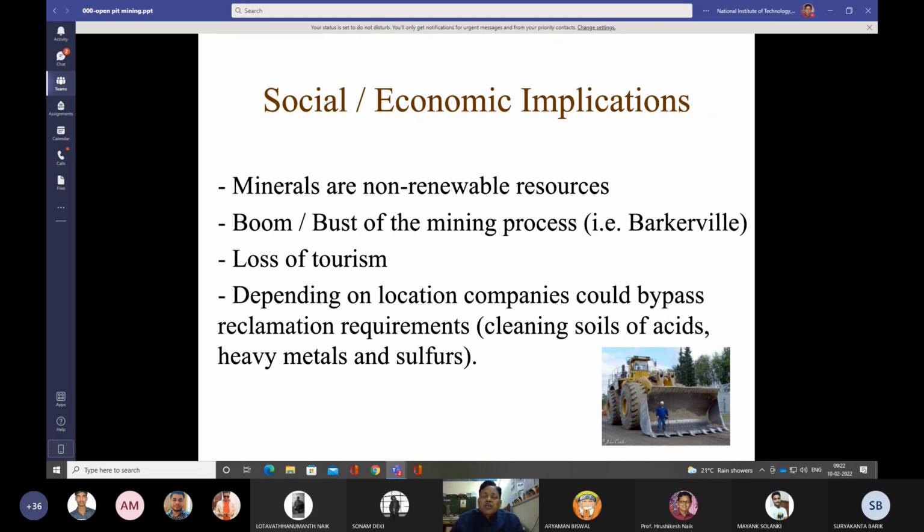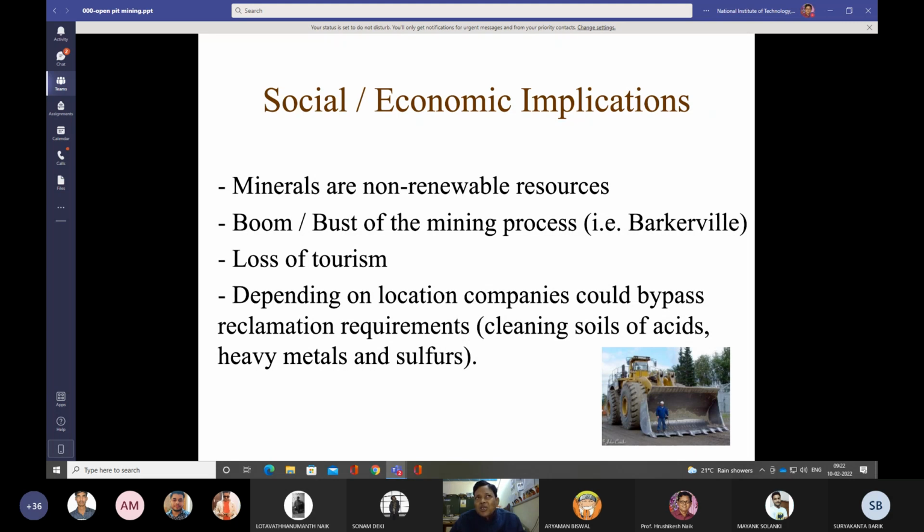But if the mine is situated very close to the towns, very close to the cities, very close to the villages, then you have to go for land reclamation. But if the mine is situated in a forest land, in a remote area, in a jungle area where there is no habitation, then the reclamation aspect can be relaxed.